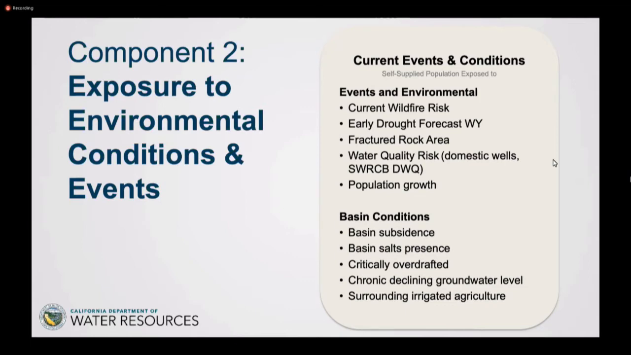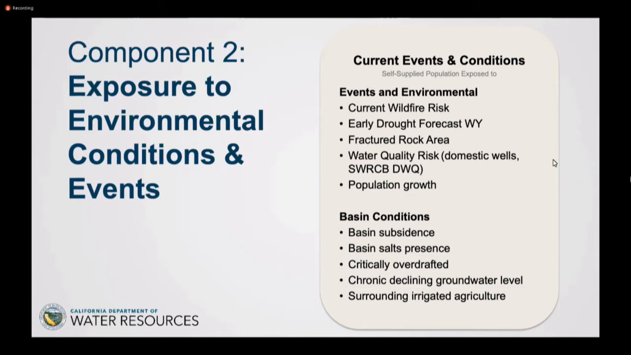Then we used information that had been collected from the Sustainable Groundwater Management Act process. And so for the basin prioritizations, this included presence of basin subsidence, salt presence, areas that were critically overdrafted, were in chronic decline for their groundwater levels, and then had surrounding irrigated agriculture.